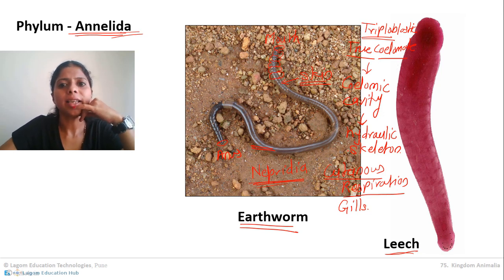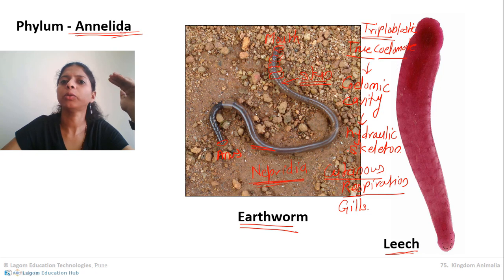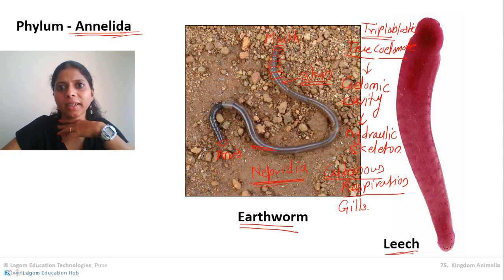And other examples like Nereis and all, we will study after some time. So this Nereis basically is unisexual. There is a female Nereis who produces female gametes, and there is a male Nereis who produces male gametes. Understanding? So this is about its reproduction.